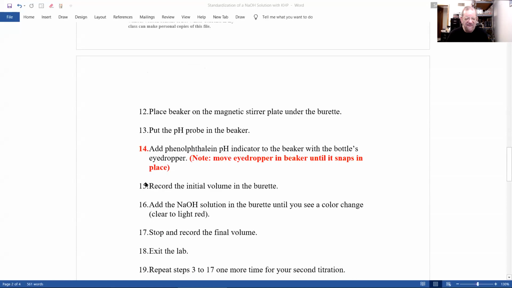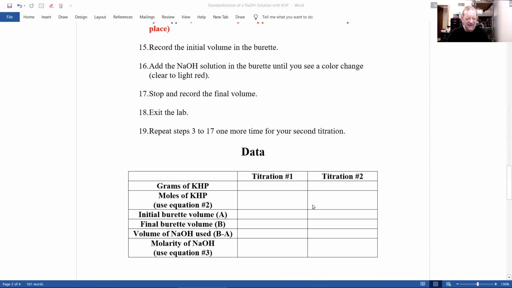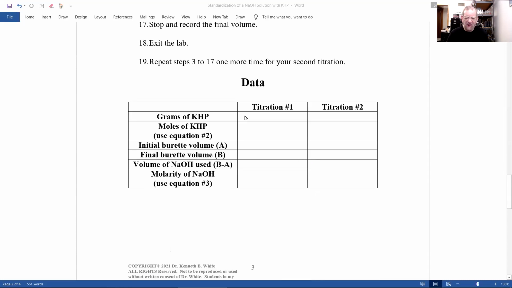Now, like I have here, step 14, when you add the phenol, move the eyedropper till it snaps in place. If it doesn't, you think it added it, but it didn't, and it won't change color. Now, originally, when I weighed out the KHP, I can put in the grams of KHP. My initial run for this one, what I did, A was 0.00. B was, I think, 32.25. And then the volume of NaOH used is B minus A.